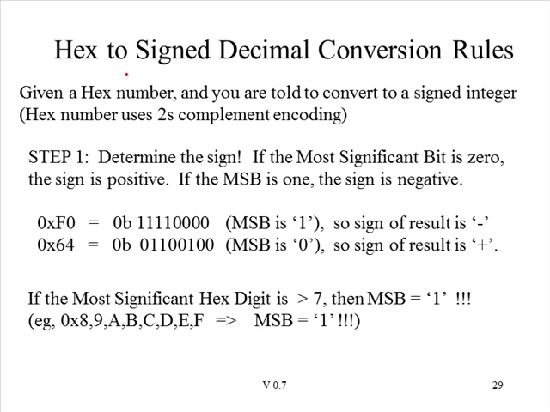Let's go the other direction. Let's convert a hex number to its signed decimal representation. Let's assume that these hex numbers here represent signed decimal numbers and that we're using 2's complement encoding.